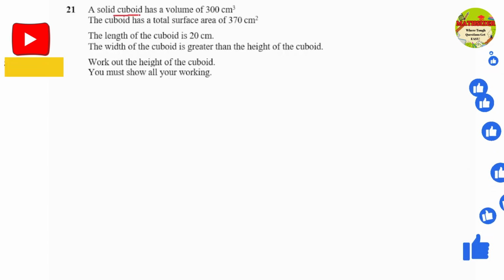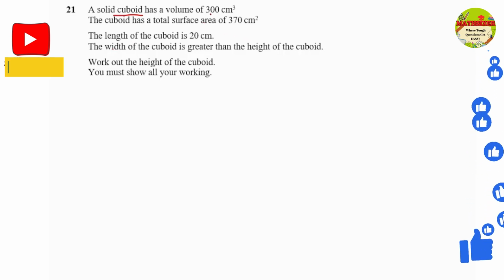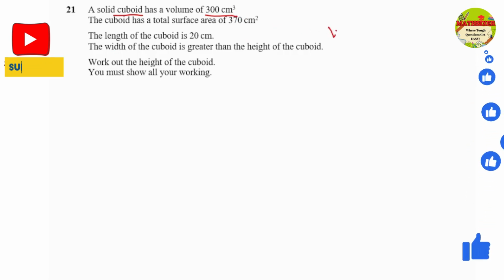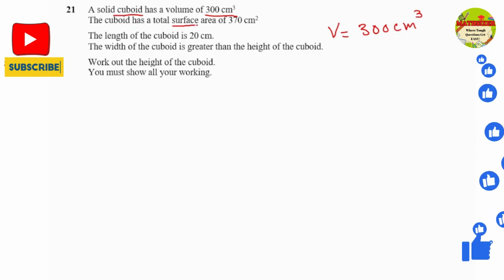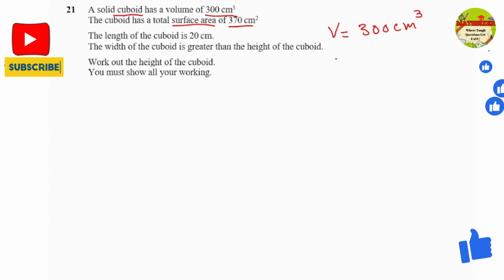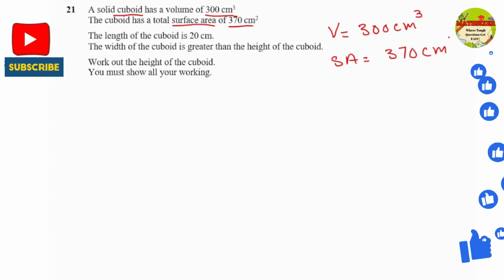So what does cuboid mean? All the lengths are different, okay? So you need to remember, cube, all sides are the same; cuboid, all lengths are different. Has a volume of 300 centimeter cubed. So let's write down here: volume we have given 300 centimeter cubed, and the cuboid has a total surface area of 370 centimeter squared.